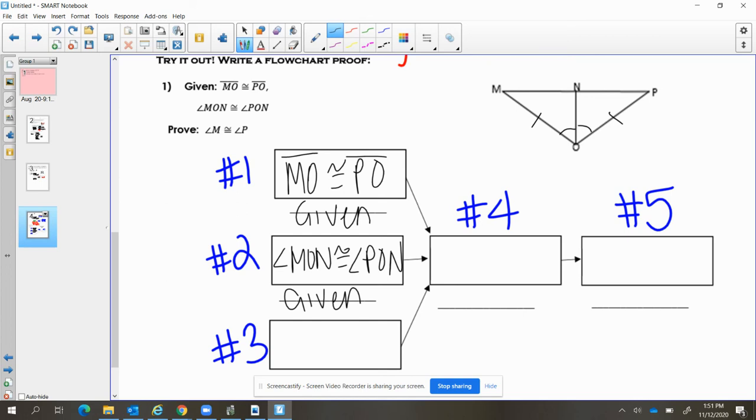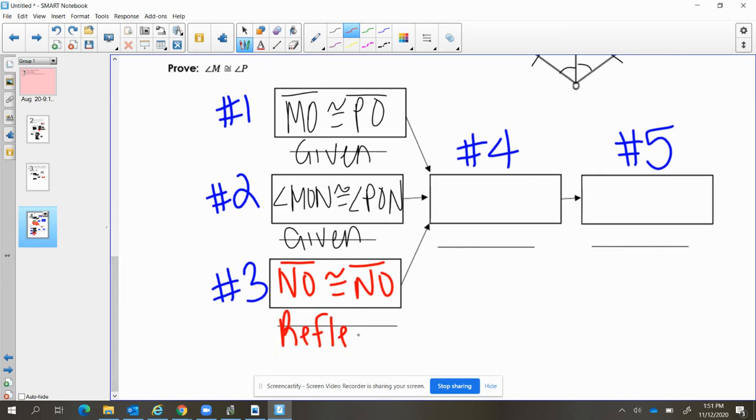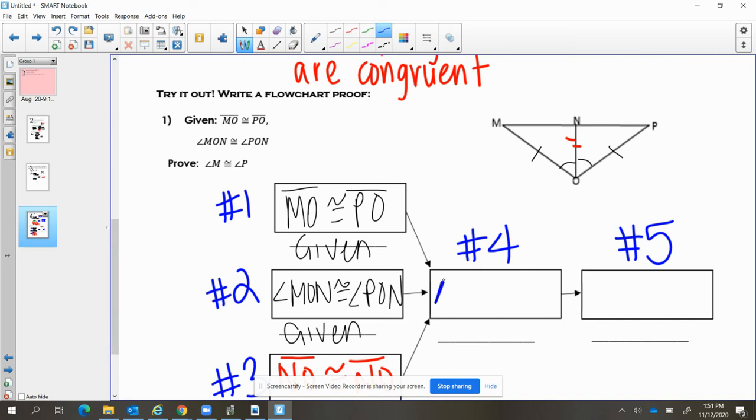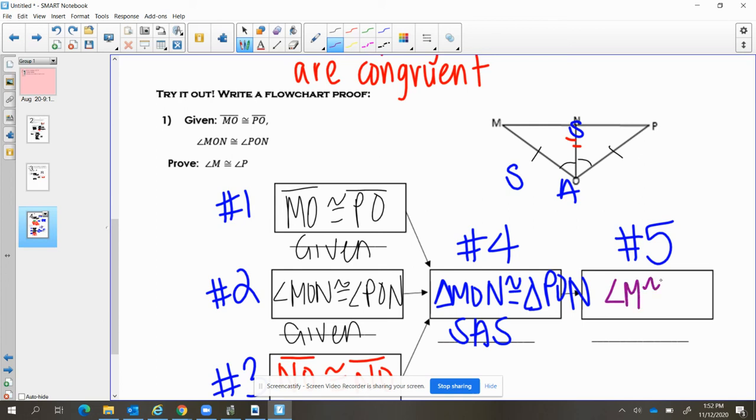Now from here, what we're going to do is look at the last piece that we can assume from the picture, and that's going to be that our reflexive side is congruent to itself. And again, we know that that is true because of the reflexive property. And ultimately, we can conclude that these two triangles are congruent to each other because we have two different sides and then the angle in the middle. So side, angle, side would be our reasoning to finally say our final proof statement here, that the angles would then be congruent because they are corresponding to each other in congruent triangles.